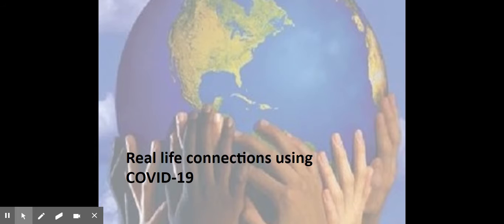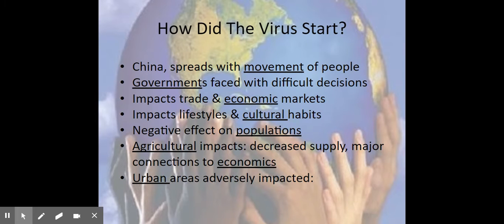Here's some connections using COVID-19 to those units. And if you noticed, I underlined some of the words, and the words that I underlined are all connected to the units I just brought up. So when you think about where the virus started, the virus began in Asia and then spread. How did it spread? Well, it spread with the movement of people. And we look at migration patterns very early in the course in Unit 2.